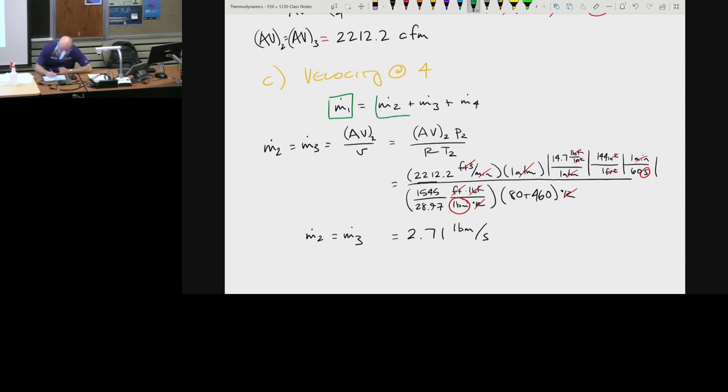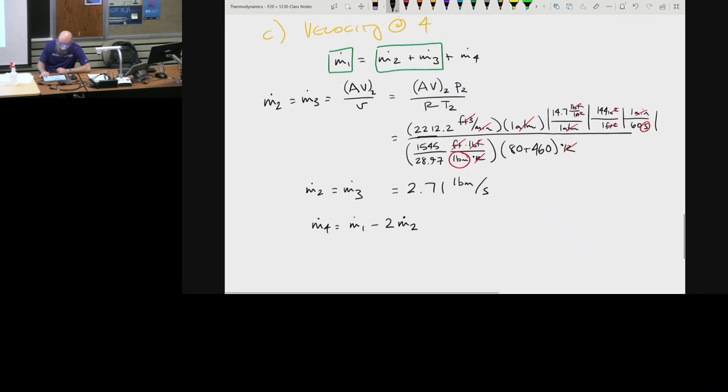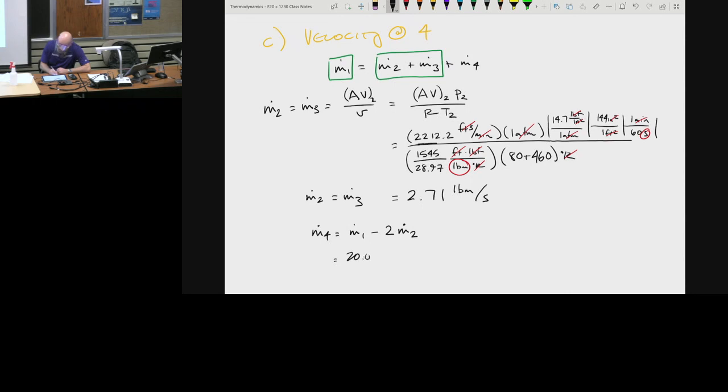And now I have these two things, and I'm only left with my mass flow rate at 4. Okay, so I can find that my mass flow rate at 4 is equal to my mass flow rate at 1 minus 2 times my mass flow rate at 2, which is equal to 20.05 pounds per second minus 2 times 2.71 pounds mass per second. And that is 14.63 pounds mass per second. That's going to be my mass flow rate at 4.